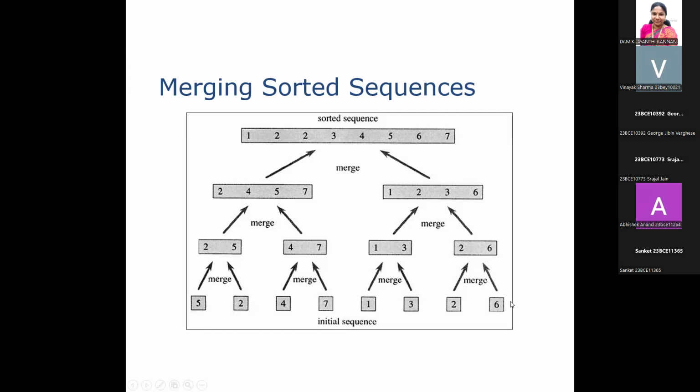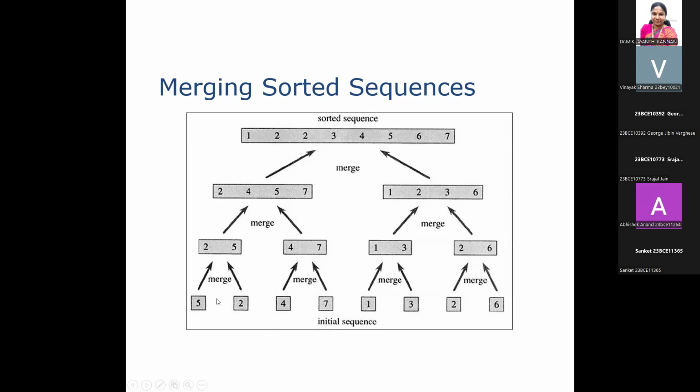8. Am I audible to all? Yes, ma'am. Okay, how many inputs are there? What is the size of the array? 8. Okay, there are 8 numbers. All are independent numbers, and all 8 numbers are stored in an array. So this is your given input.